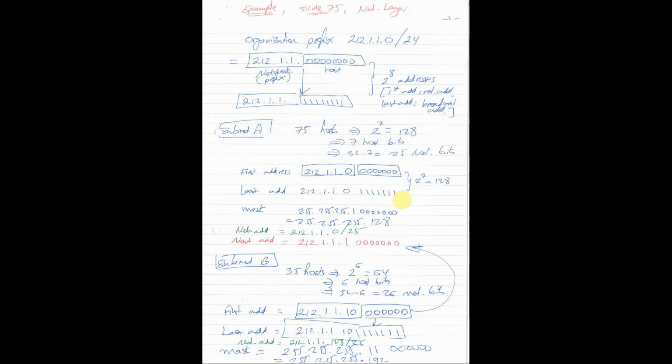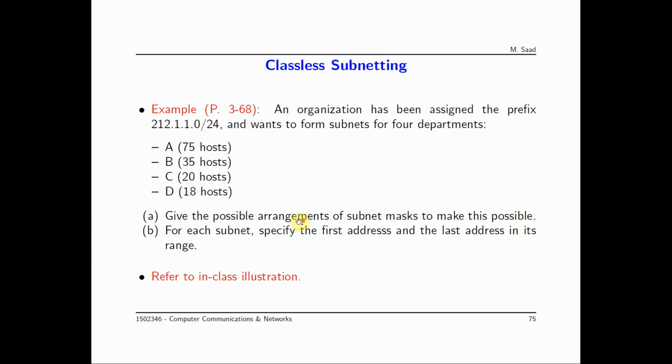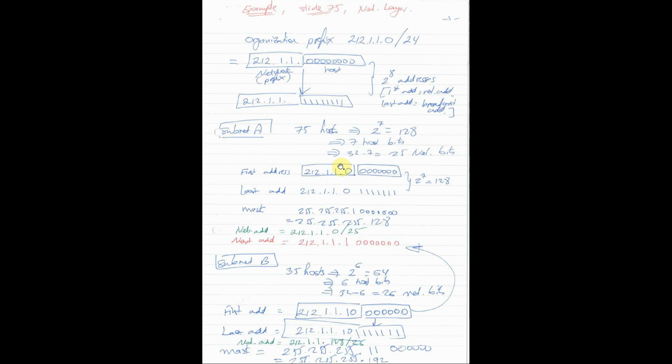I believe it is 127. Now, we also need the subnet mask to make this subnetting possible. We need the subnet mask. So what is the subnet mask that corresponds to subnet A?